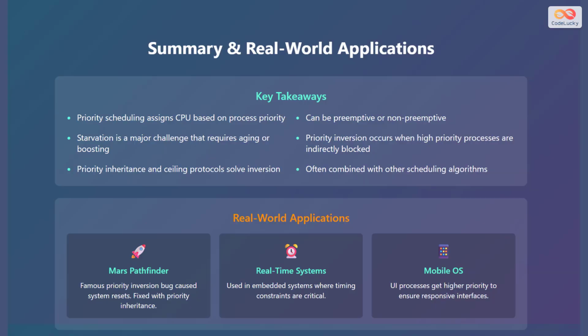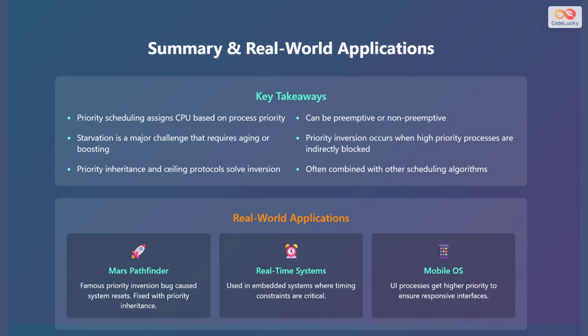Let's recap the key takeaways from our discussion on priority scheduling. First, priority scheduling assigns CPU time based on process priority. Second, it can be preemptive or non-preemptive. Third, starvation is a major challenge that requires aging or boosting techniques. Fourth, priority inversion occurs when high-priority processes are indirectly blocked. Fifth, priority inheritance and ceiling protocols solve priority inversion. Sixth, priority scheduling is often combined with other scheduling algorithms.